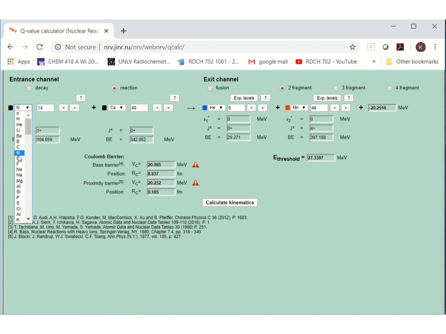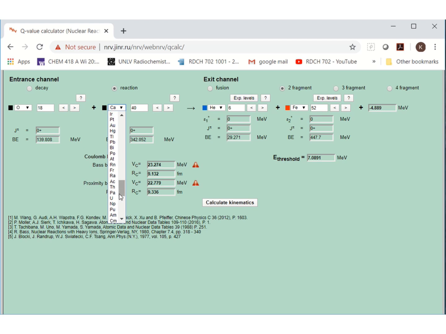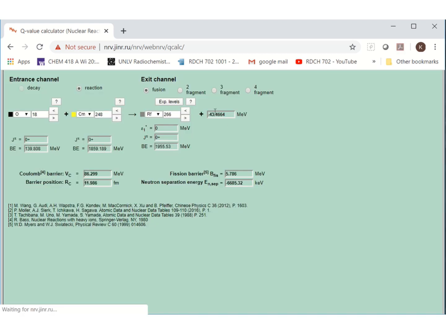I would take oxygen-18 and bombard it into curium-248. Let's do a fusion, so it's only one fragment, and we would make rutherfordium-266. And that's our Q value.